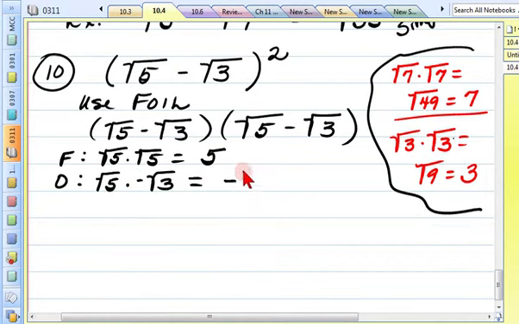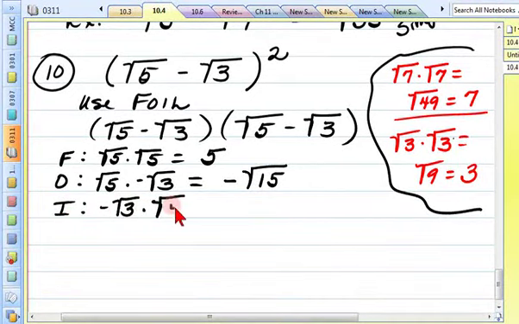The negative square root of 15. Not a perfect square, can't do anything with it. Inner product. It is the negative square root of 3 times the square root of 5, which is, again, the negative square root of 15.